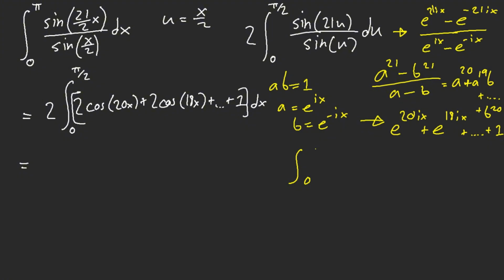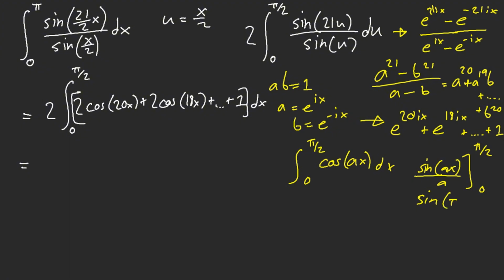Okay, from 0 to pi over 2, I'm always getting cosine of ax. So sine of ax over a, what am I getting? Pi over 2 times a. Let's see, everything's even. Everything is even, so when I plug in pi over 2, I'm going to get sine of pi times some integer, because all my coefficients are even. So everything's going to equal 0.